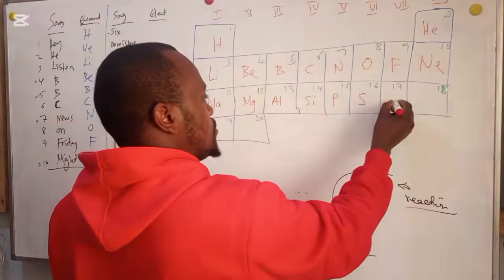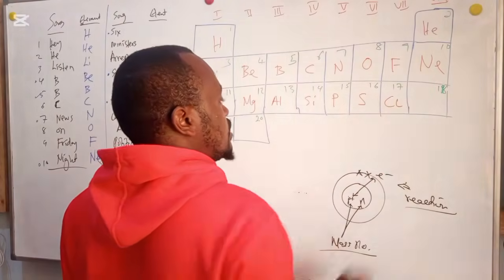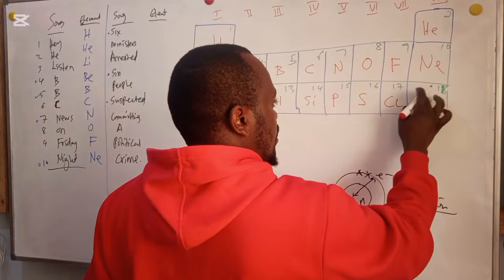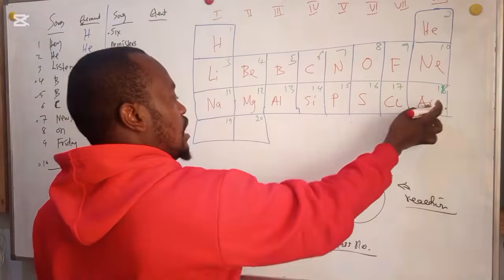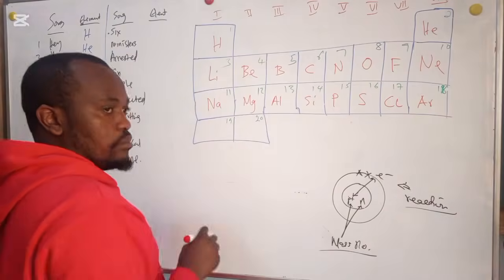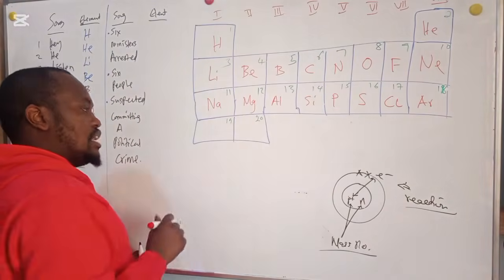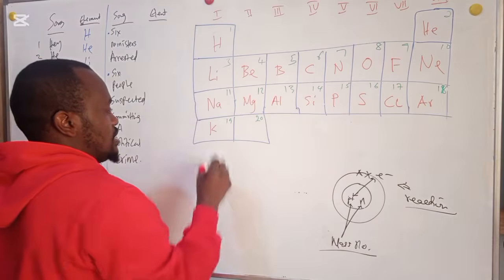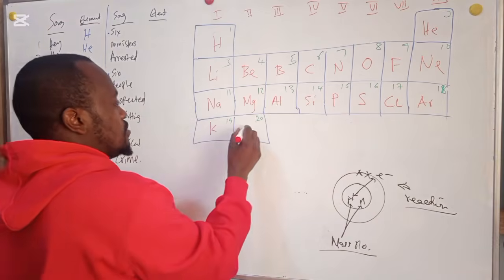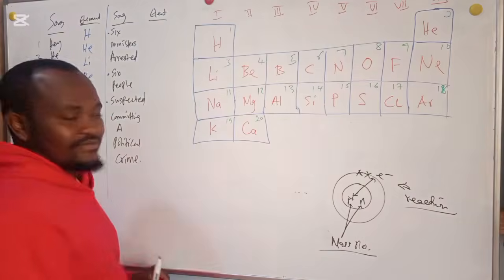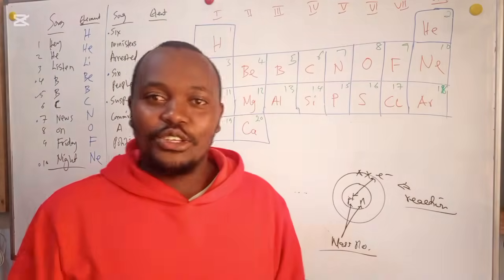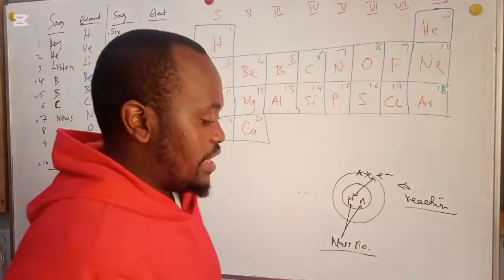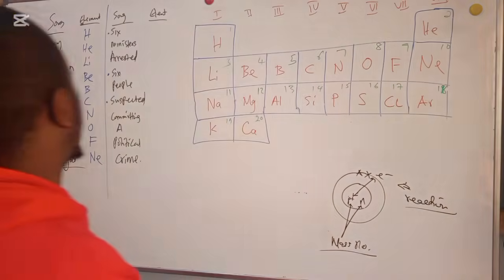People suspected committing, chlorine. Committing, this is chlorine, argon. Political is potassium. Here we know group 1 we have potassium. The symbol of potassium is K. Crime, we have calcium. So now you have your first 20 elements there of the periodic table.